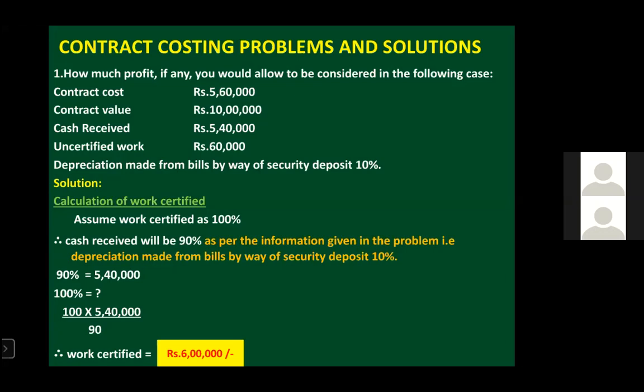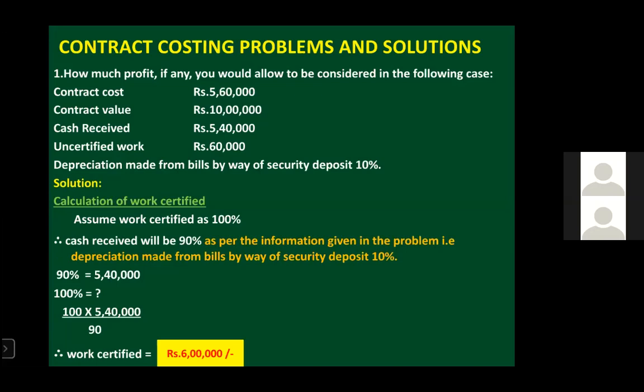When you read this line, you must recall the concept of retention money explained in the previous video. Usually, the contractee will pay only 70 to 80% of the work certified amount as cash to the contractor. So we need to look into that. What is the cash receipt as per the problem? The cash receipt was 5,40,000, which is 90%, I can say. The 5,40,000 given as cash receipt is 90% of the work certified, because the last line of the problem gives the deduction made from bills by way of security deposit as 10%.